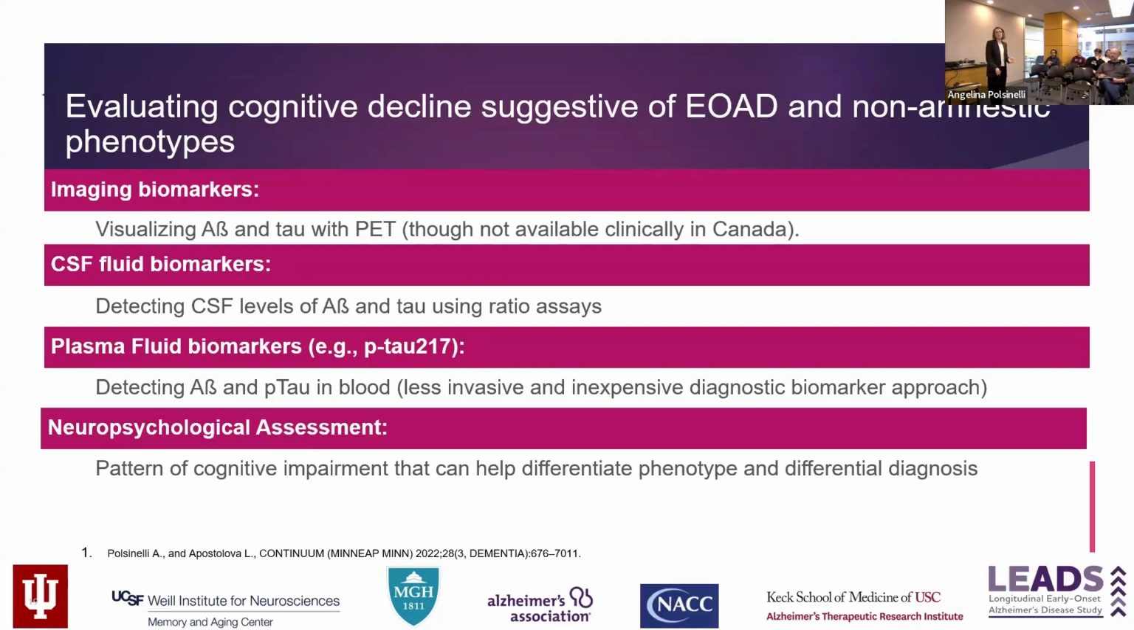When evaluating for early onset AD, particularly in these non-amnestic or non-memory predominant phenotypes, we really do a lot of relying on imaging biomarkers, the CSF biomarkers, and now more likely plasma fluid biomarkers to identify whether there is an actual Alzheimer's pathology there that might be causing the person's impairment.